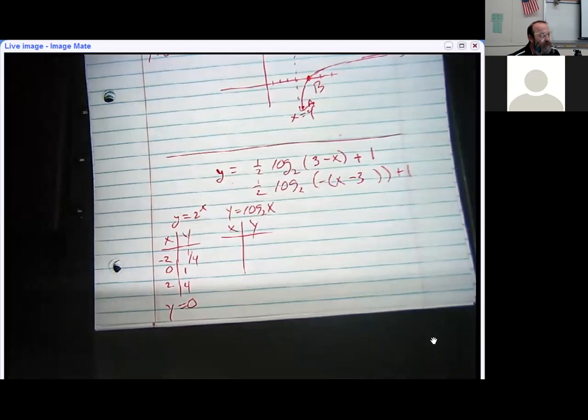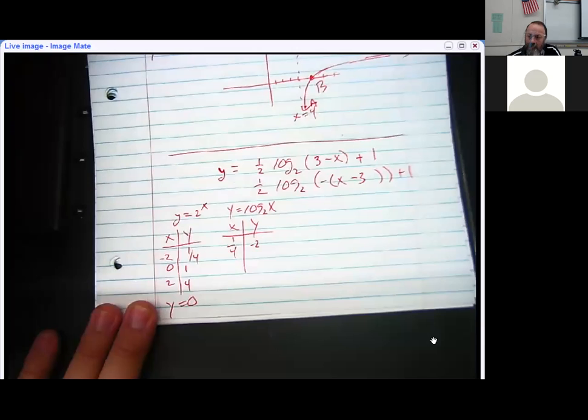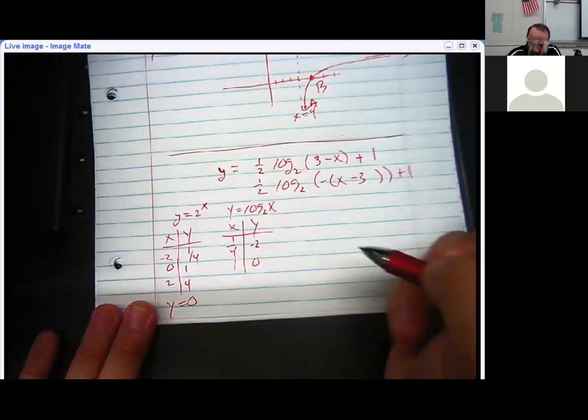Brianna, can you give me one of the new coordinates that I should put over here in this chart? 1/4, -2. Perfect. Jordan, Mr. Shank, can you give me another one? 1 gives me 0.